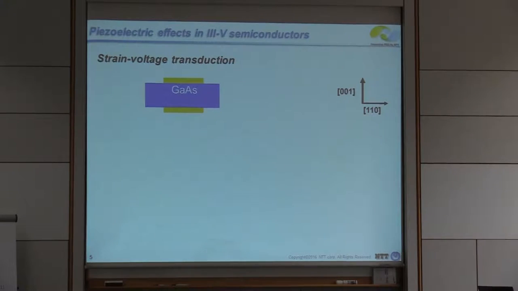So how can you realize this kind of nonlinear dynamics in mechanical resonators? We use III-V semiconductors, especially gallium arsenide or aluminum gallium arsenide. This is a very simple picture of the strain-voltage transduction. Because gallium arsenide has a so-called zinc blende structure, which has a d41 component, when you apply a voltage in, for example, the 001 direction, you have an expansion of the material in the perpendicular direction. Of course, if you reverse this voltage, you have a compression of the material in the in-plane direction. This is a very important property of this III-V zinc blende structure piezoelectric material.